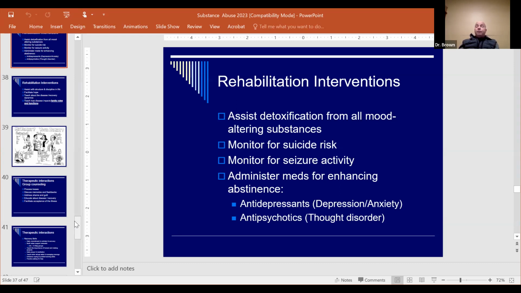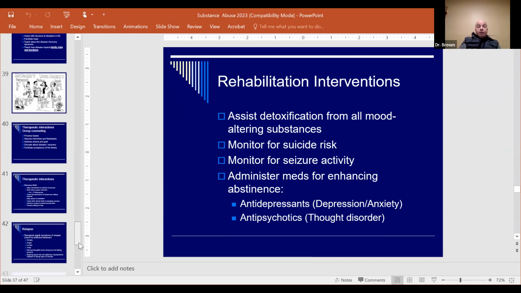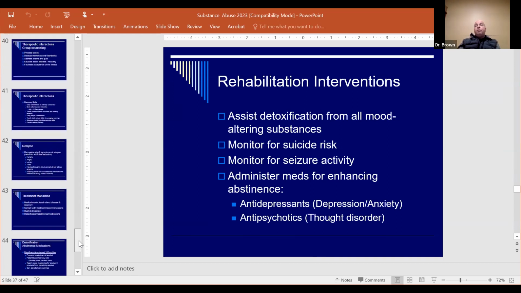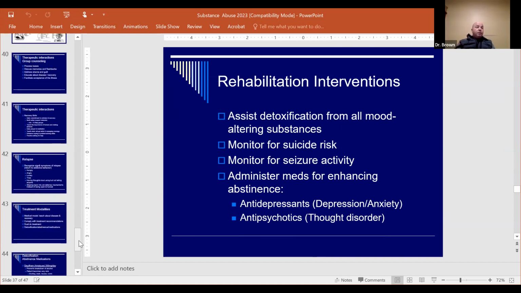Antipsychotics for their thought disorders, if they're having hallucinations, you can give them a typical or atypical. Atypical would be your Abilify, your Zyprexa, Risperdal. Typical would be your Prolixin and Haldol. Okay, do you guys remember all of those?